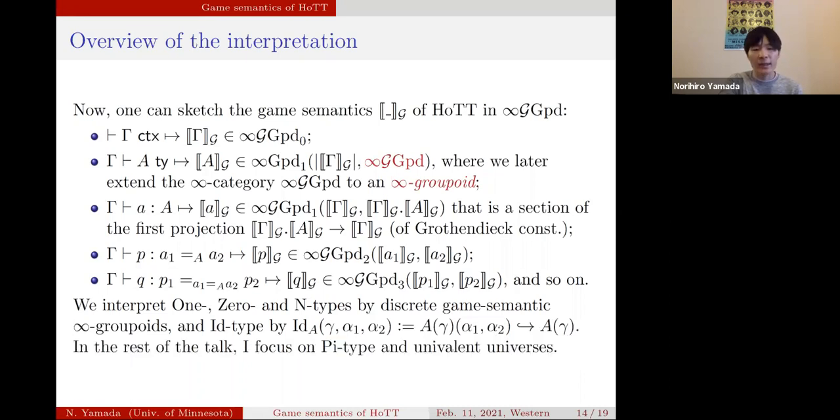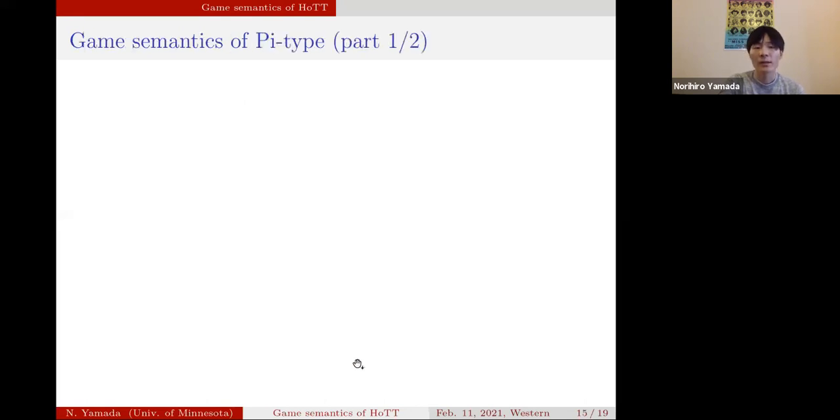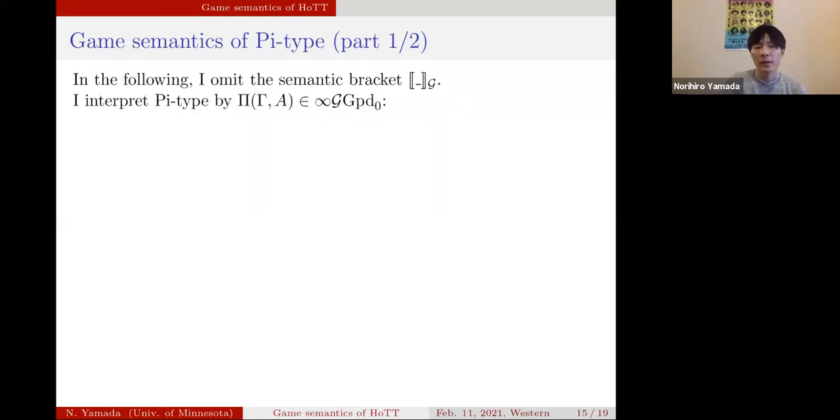And instead, I focus on some novel points, which are in my interpretation of pi types and univalent universes. And let me first sketch my interpretation of pi types. The idea is basically that the operation of currying in game semantics is trivial, so we just apply the interpretation of terms here as an interpretation of pi types. So specifically, let me omit the semantic bracket here for brevity in the rest of the talk. And I interpret the pi type from gamma to A, which is a certain kind of game-semantic infinity groupoid, as follows.